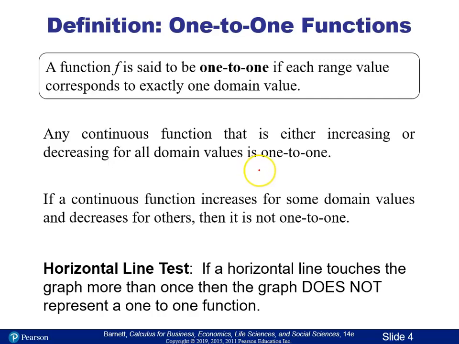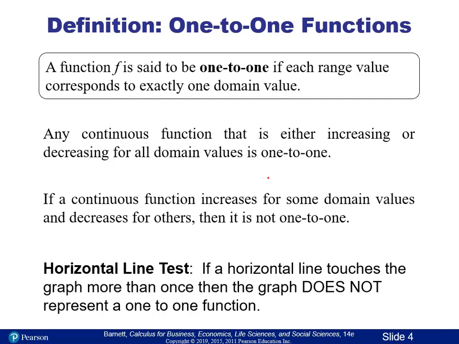Any continuous function that's either increasing or decreasing for all domain values is considered to be one-to-one. So as long as it's either always increasing or always decreasing, then it is going to be one-to-one, and it is going to have an inverse. If it increases for some domain values and then decreases for others, then it's not going to be one-to-one.